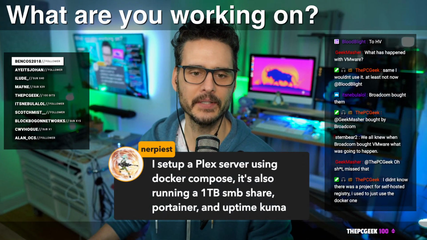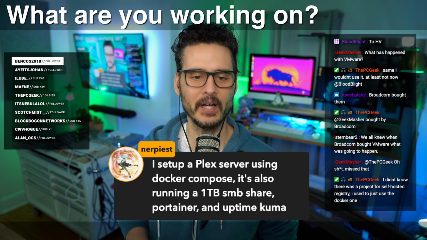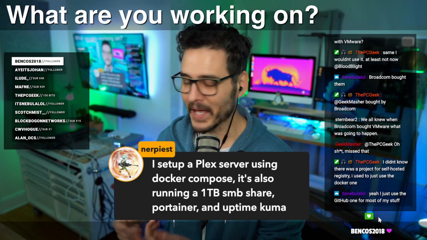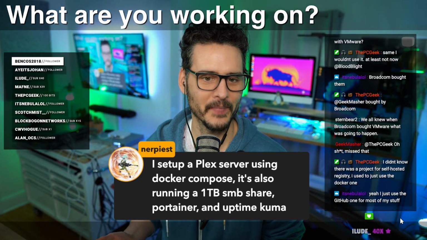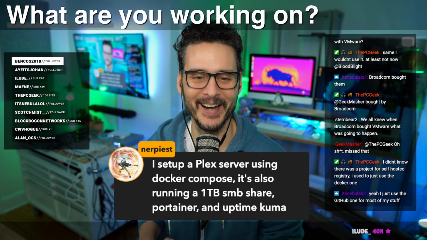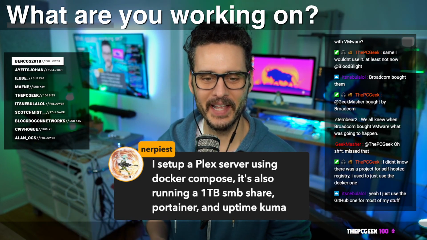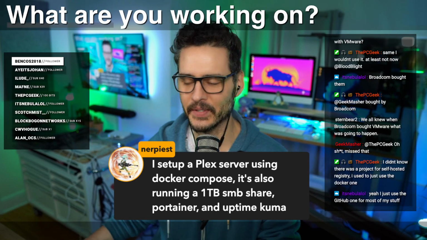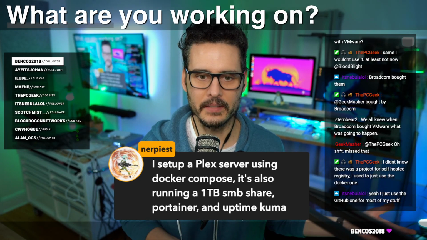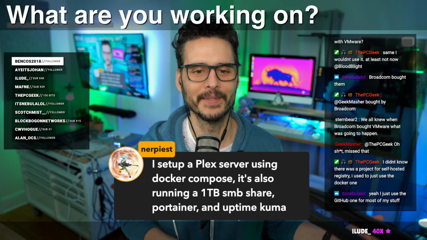Nerpius: I set up a Plex server using Docker Compose. It's also running a 1 terabyte SMB share, Portainer, and Uptime Kuma. That is awesome. So Plex running in Docker, awesome. It's also running a 1 terabyte SMB share. Yeah, I bet your media is on there. And then it's running Portainer and Uptime Kuma. So it sounds like you got a nice little Docker server going and you're starting to run some containers. You got plenty of room for them.